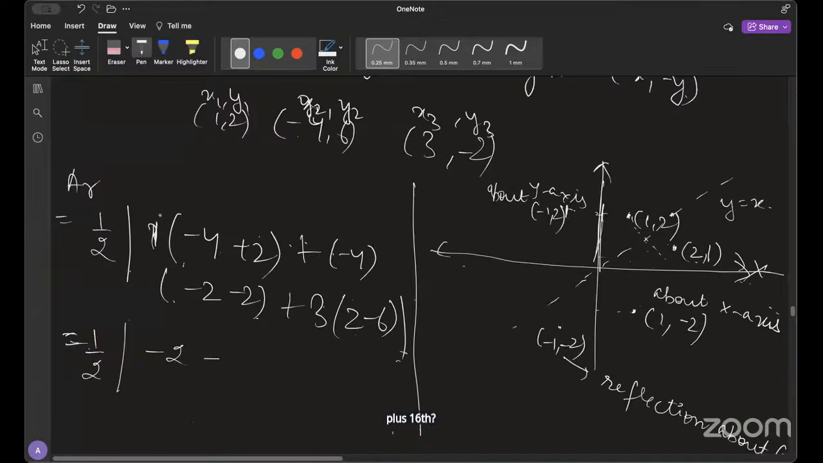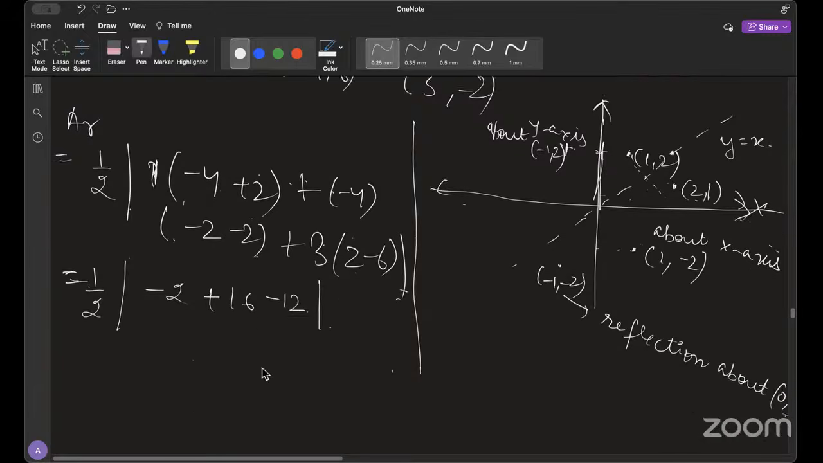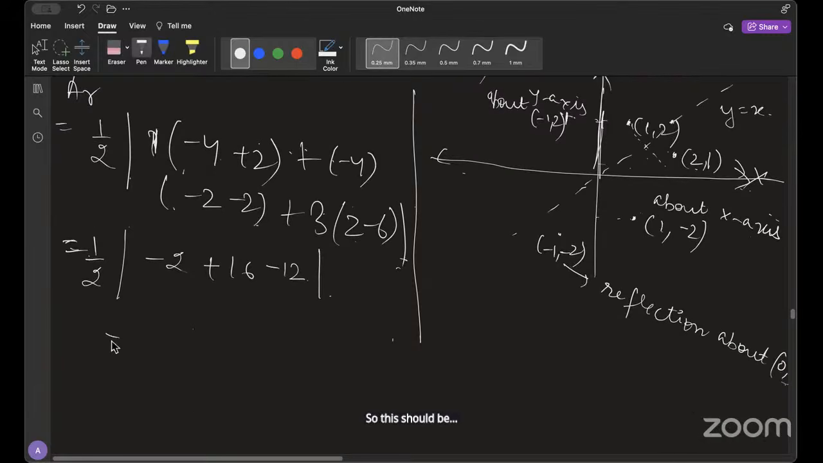We've not made any mistake here, right? In the signs and all. Okay. Minus 4 and minus 4, so it's going to be plus 16. And then here you have 2 minus 6, which is minus 4, and the product is minus 12. So this should be half, and this is minus 14 and 16. So this is going to be 2. I think we've made a mistake.